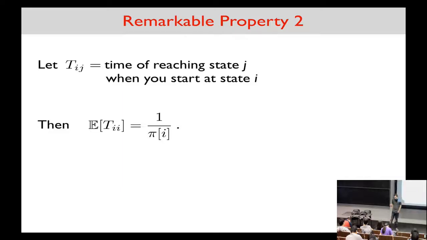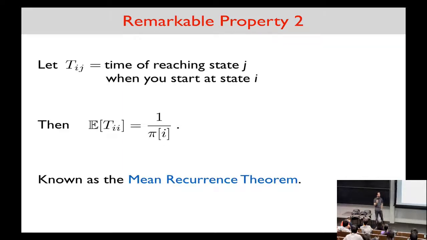So think about that. Maybe in the limiting distribution, I have a state that has probability 1 over 100. So 1 over 100 of the time, I'm going to be in this state. Now, if I start from that state and I ask, what is the expected time it takes to come back to that state? It's going to be 100. In 100 steps, I'm going to come back to it.